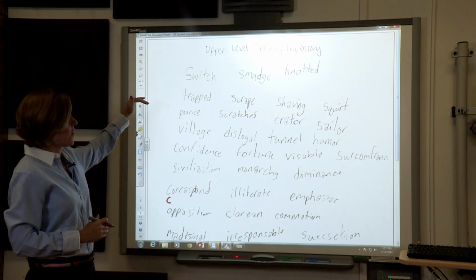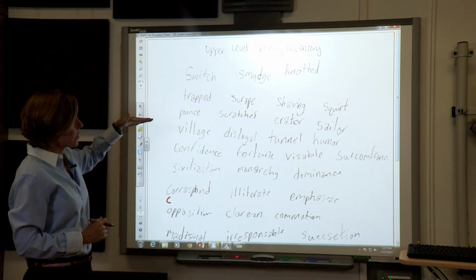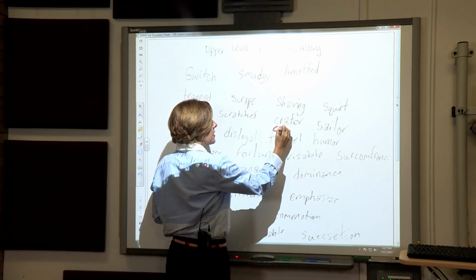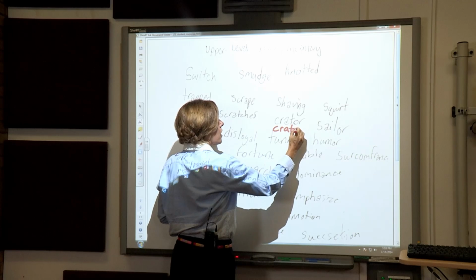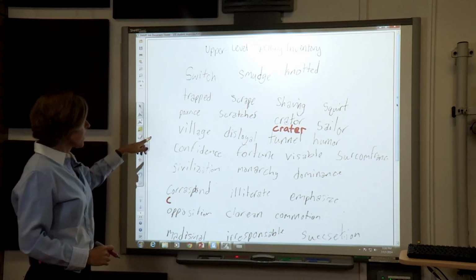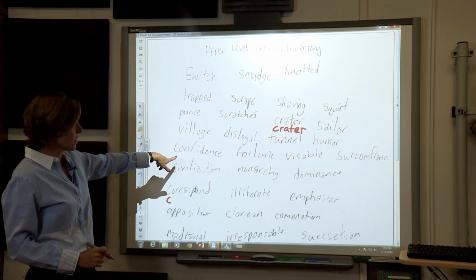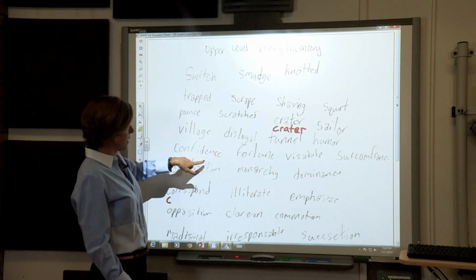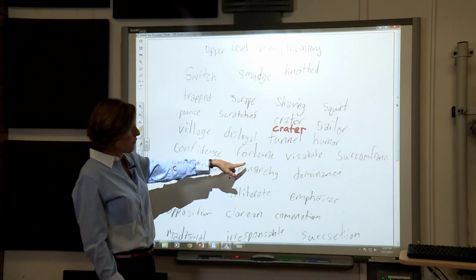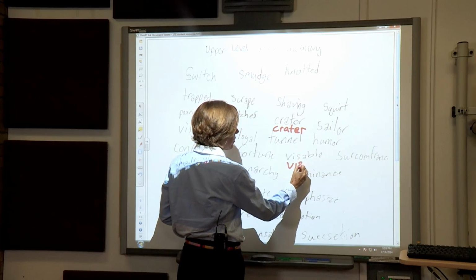So she started off very strong with switch, smudge, knotted. And as we go down, we get to crater. Crater, we see that she mistook the OR for an ER. Sailor, village, disloyal, tunnel, humor, confidence. I thought that was really great that she was able to get through confidence with the ENCE ending. Fortune, now visible, a common mistake at her level.